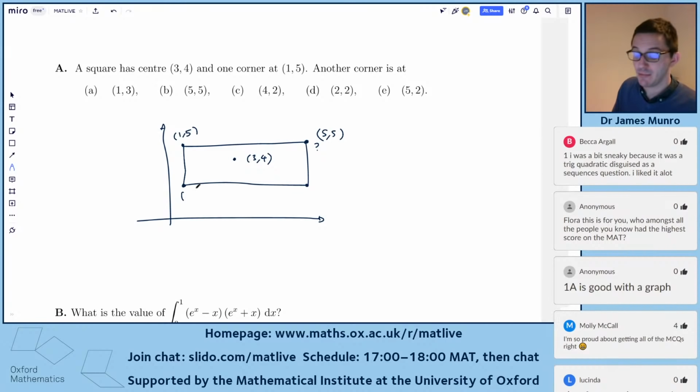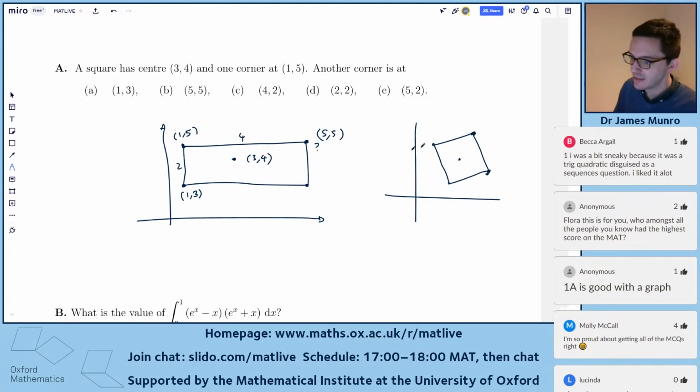because what would this be? It'd be 1, 3 or something. This is not a square because this side length's 2 and this side length's 4. This is a rectangle. The trick is that this square's not lined up with the axes. It's a square at an angle. Let's try and draw that. It's a square like this. It's not lined up with the XY axis.